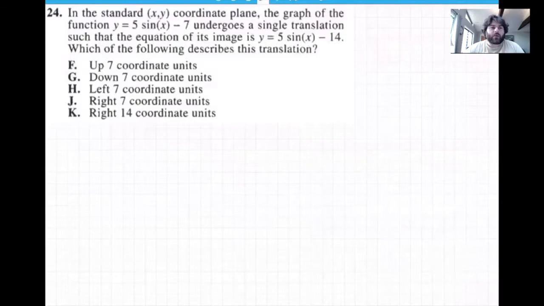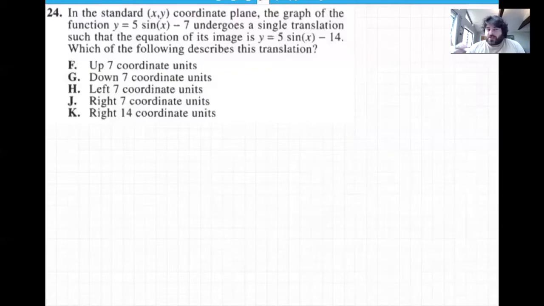All right, guys, welcome back. We're on question number 24. It says, in the standard xy coordinate plane, the graph of the function y equals 5 sine x minus 7 undergoes a single translation such that the equation of its image is y equals 5 sine of x minus 14. Which of the following describes this translation? All right, go ahead and pause the video.